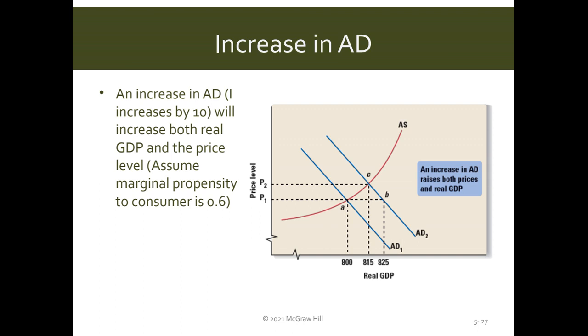So if you notice here, investment increases by $10 million, suppose, okay? Initially, look at this diagram. Initially, the equilibrium real GDP was 800, and the price index was P1. This was the initial equilibrium.